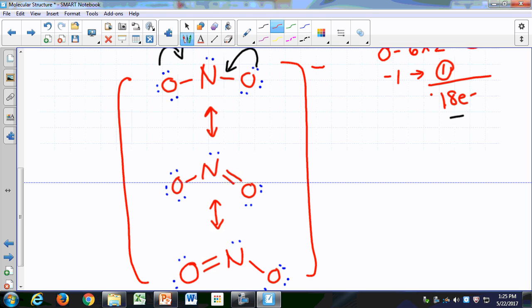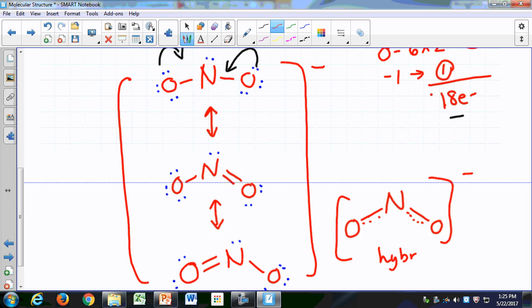Basically what this means is that the nitrogen to oxygen bond in reality is probably not a single bond and a double bond, but maybe something like a 1.5 bond between the nitrogen and the oxygen. So this would be another way of representing what we would call the hybrid. This would be the hybrid representation of that resonance structure. Okay, so I still have my lone pair there.